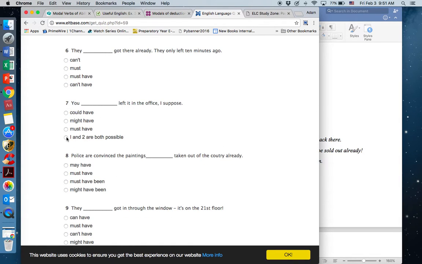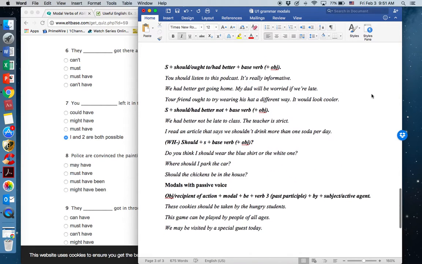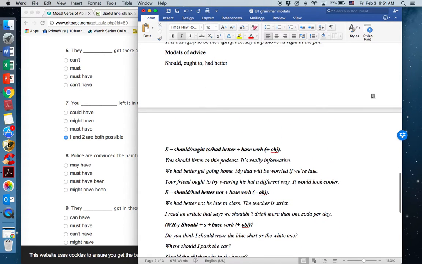I didn't pay attention to that. You could have left the office, or you might have. Yeah, sure, those are both possibilities. Okay, last one, modals of advice. And then we'll look at modals with passive voice.